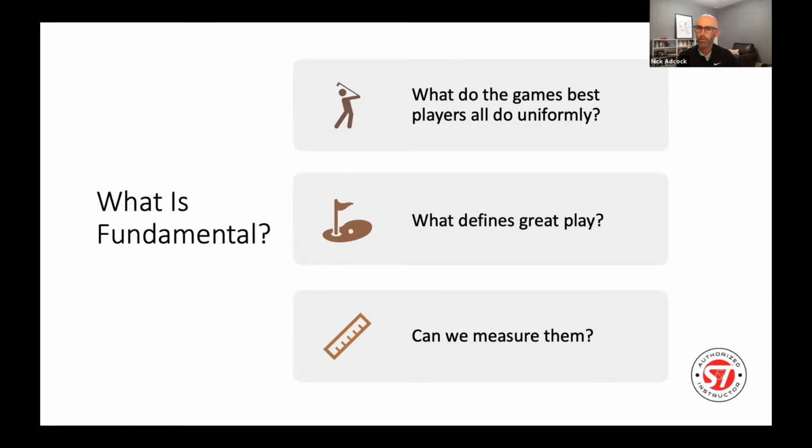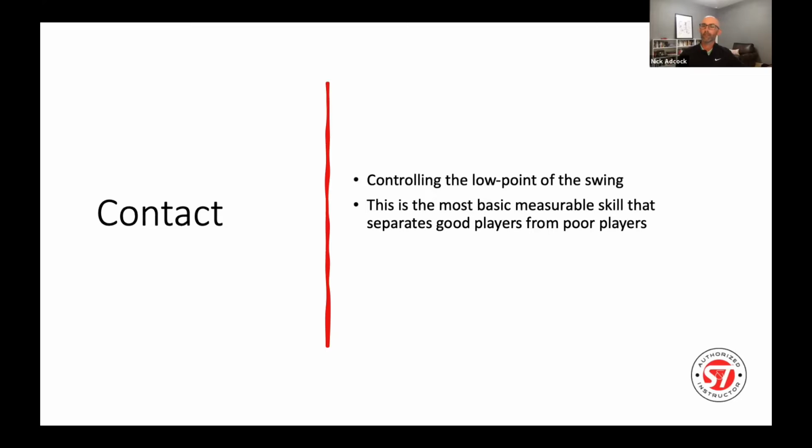Is that really that important? Do we measure the stance line? Do we measure 5 degrees open versus 10 degrees open? Do we measure that? I would argue that we don't. So the first fundamental of golf, the first function of the swing, would be controlling the low point.